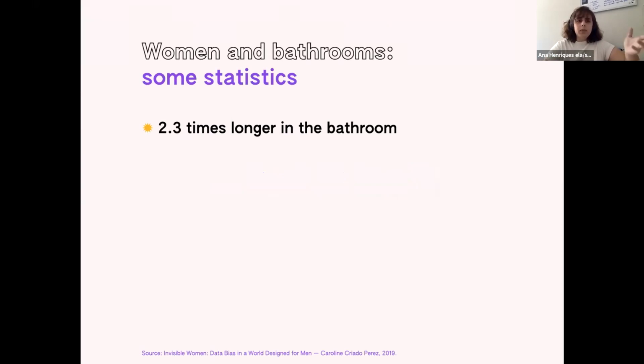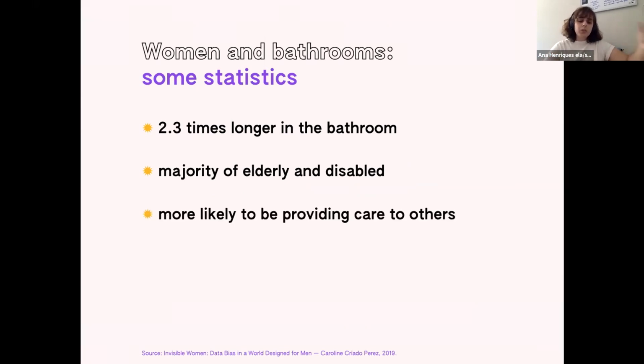Women take up to 2.3 times longer than men to use the toilet. They also make up the majority of the elderly and the disabled, two groups which tend to need more time in the bathroom. Women are also more likely to be providing care for others, such as children or disabled and older people. Then there's also the 20 to 25% of women of childbearing age who might be on their period and needing to change a tampon or sanitary pad.